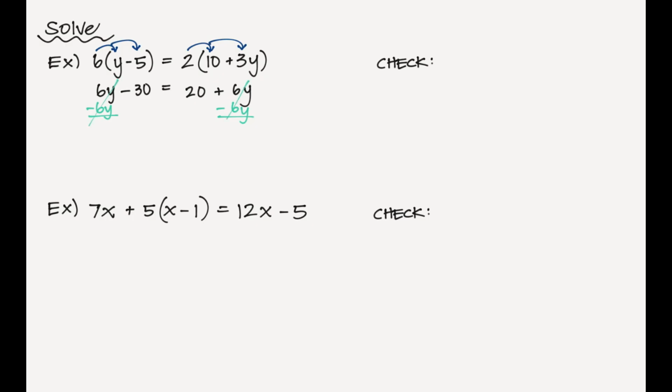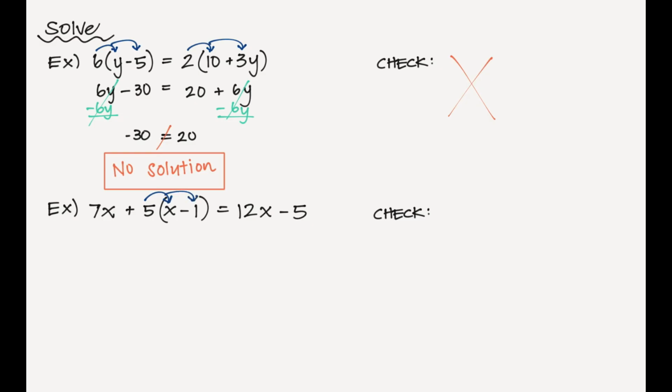And I have no more variables. All that I have left is negative 30 is equal to 20, which is not true. So when this happens, we are going to write no solution. There is not a solution for this equation, so there's obviously nothing to check. So if you eliminate your variables, it's going to be no solution.